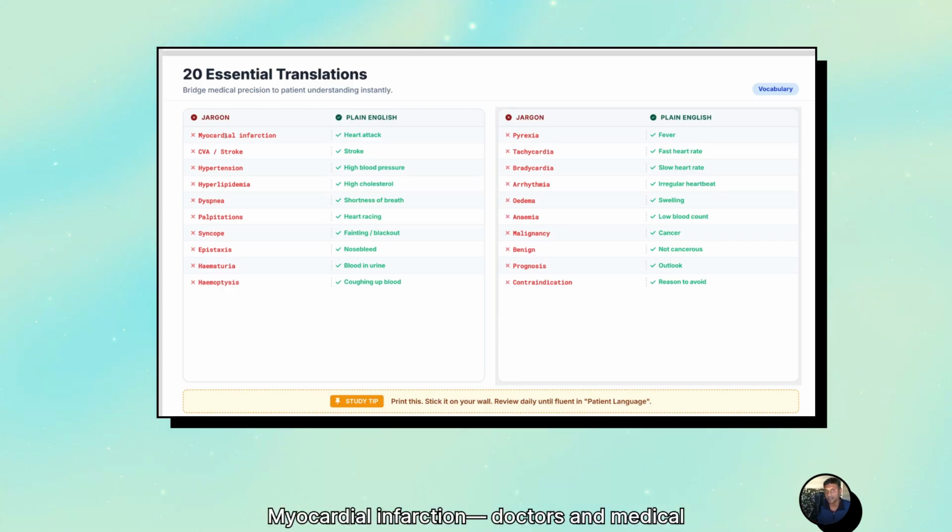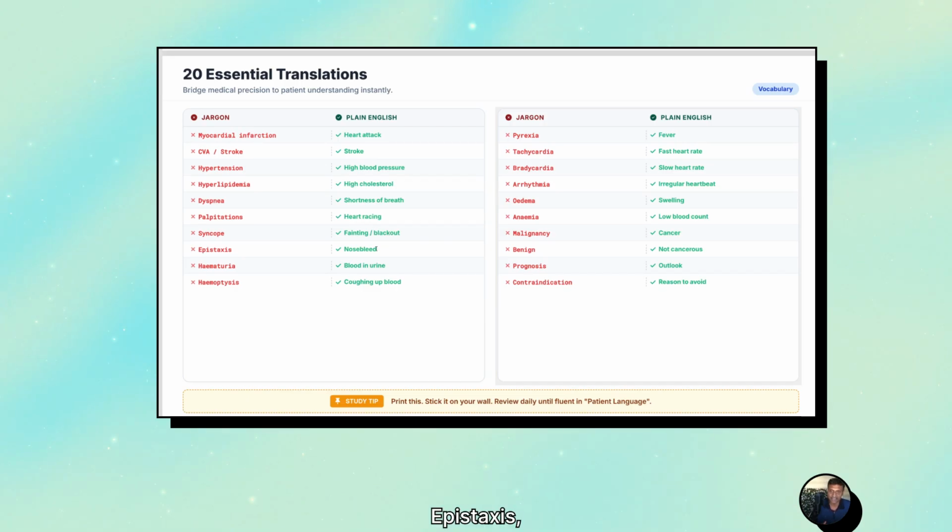Myocardial infarction. Doctors and medical students think that myocardial infarction is a common term. In plain English, it is heart attack. CVA, or stroke, it's stroke. Hypertension. Although hypertension is a common word, patients don't know it. You should use high blood pressure. Hyperlipidemia, high cholesterol. Dyspnea, shortness of breath. Palpitations, heart racing or funny sensation in the heart. Syncope, fainting or blacking out. So I usually say, have you ever passed out or blacked out?